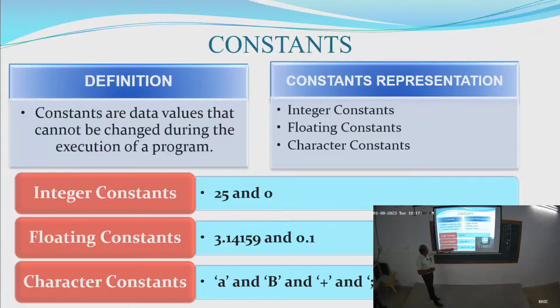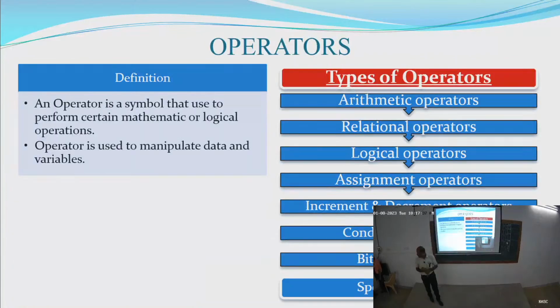These are examples of integer, float, and character constants. Here 25 and 0 are examples of integer constants. They are whole numbers with no decimal places, so they are called integer constants. The next one is floating constants, which have decimal places, such as 3.141559 and 0.1. These are examples of floating constants. The next one is character constants. Usually characters are enclosed within single quotes, and strings are enclosed within double quotes. Okay, next.